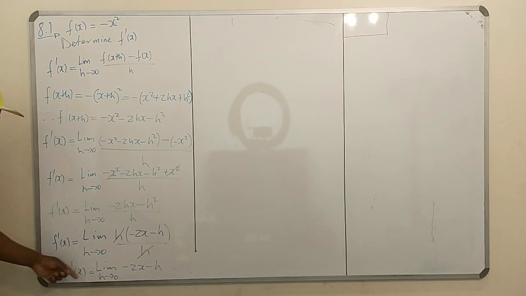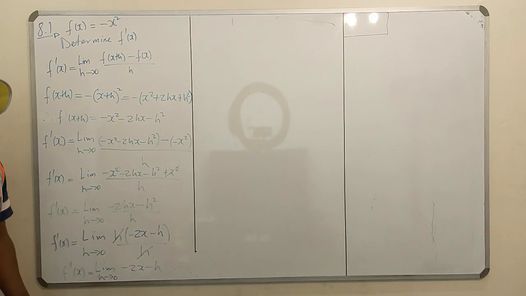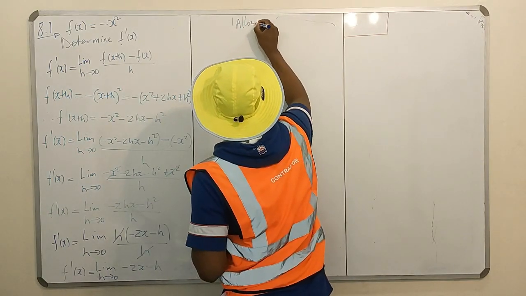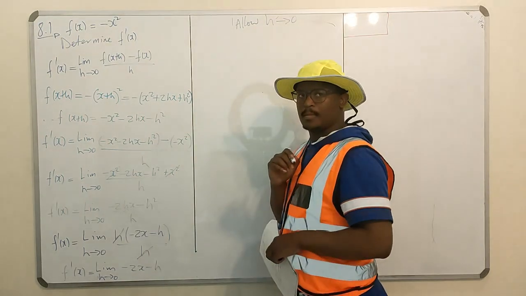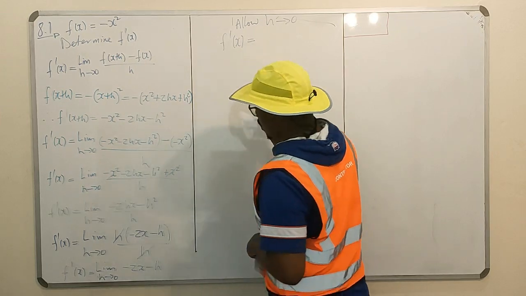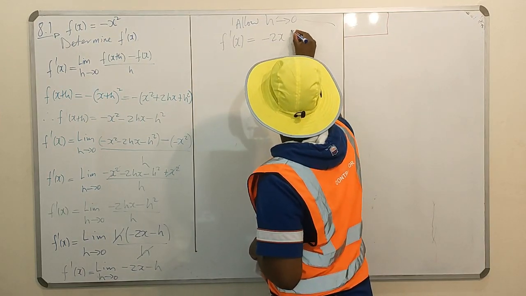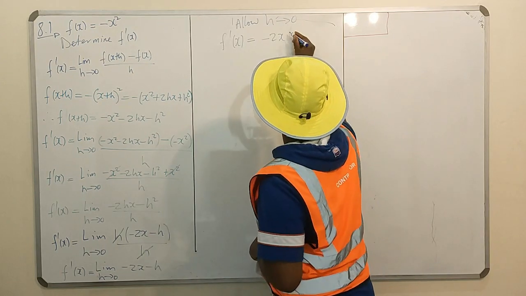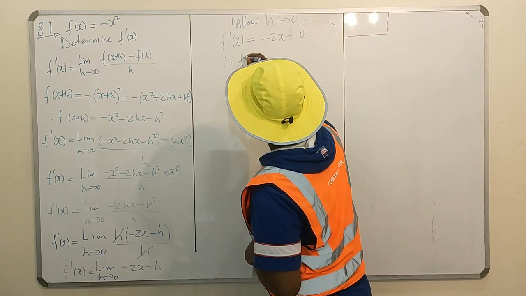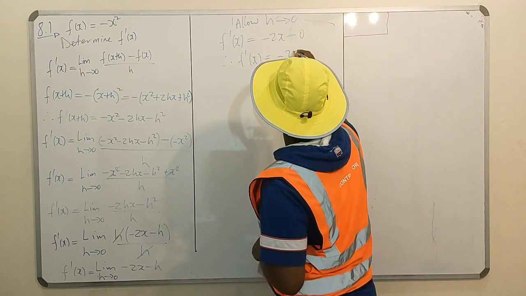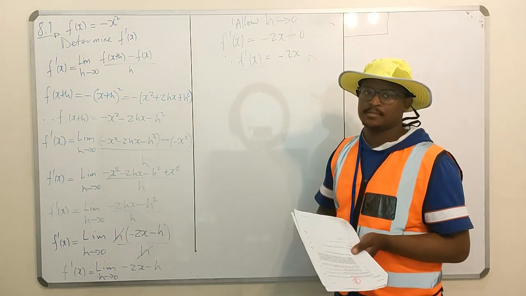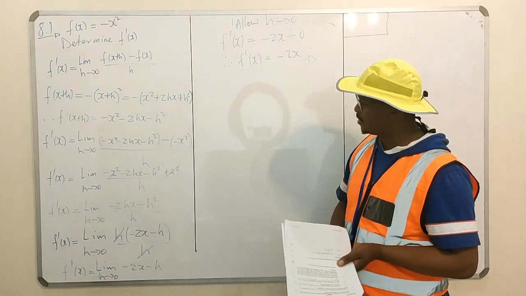So once you get here, where you cancel out your h, you can allow your h to approach 0. So we're going to allow our h to go to 0. So we have f prime at x is equal to minus 2x minus h, which is minus 2x minus 0. Therefore, f prime at x is equal to minus 2x. So this is the derivative of f with respect to x. Done.